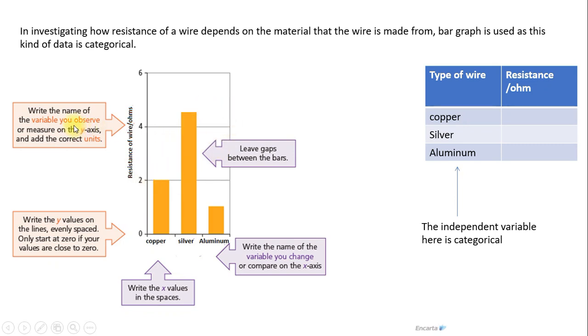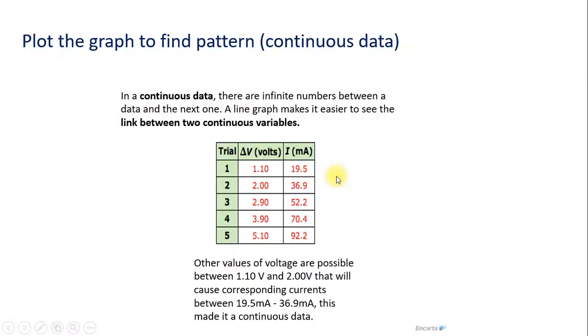Now, I don't need to emphasize the fact that you need to label your axis. Label the dependent variable on this side as the resistance of the wire. The independent variable should be on this side, the x-axis, and then the bars should be equally spaced. Also, the width of the bars should be the same. Good. Now we also need to write the values for the x, like copper, silver, aluminium, and then the values for the y. Good.